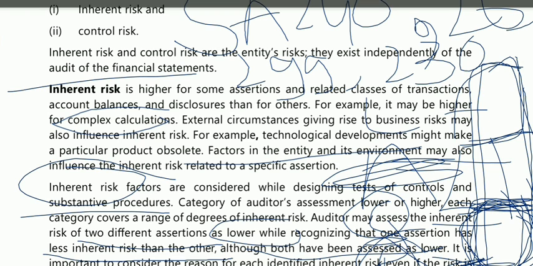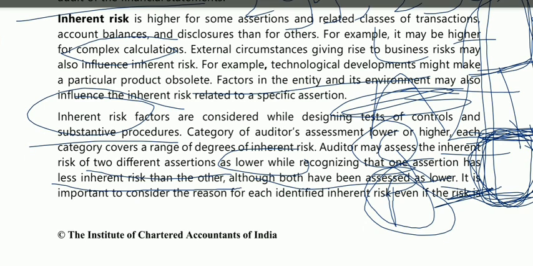So they are just saying that there are various assertions, like assertions are broadly classified into 3 categories: your account balances, transactions and disclosures. Some assertions may have a higher amount of risk and some may have a lower amount of inherent risk. Okay, now in the next para they have told you that on the basis of the inherent risk we design test of controls and substantive procedures. Now you all know what the first step is. First step is your risk assessment procedure and second step is your further audit procedure, right? So on the basis of the risk you have assessed, you will design the test of controls and substantive procedures. So it will be totally based on inherent risk factors.